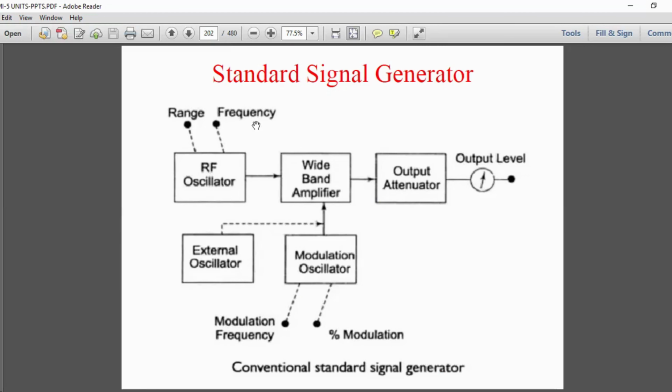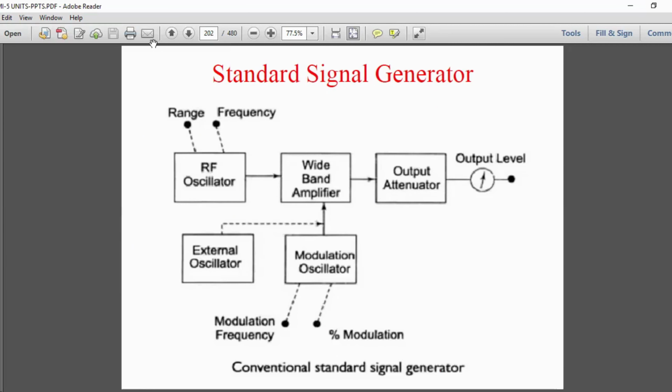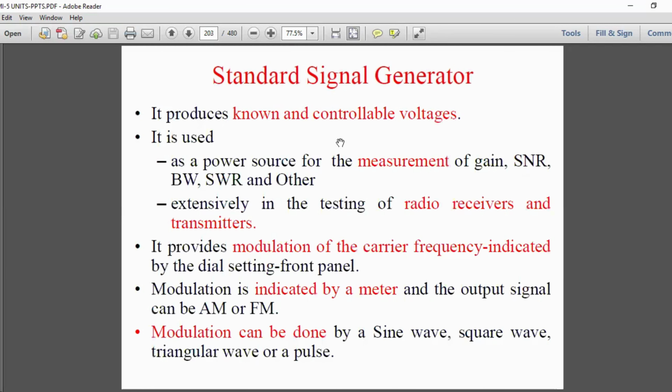So the standard signal generator produces known and controllable values. The voltage is known and it is controlled, and it is used as the power source for the measurement of gain, BW, SWR, SNR and other things, and it is extensively used in the testing of radio receivers and transmitters.